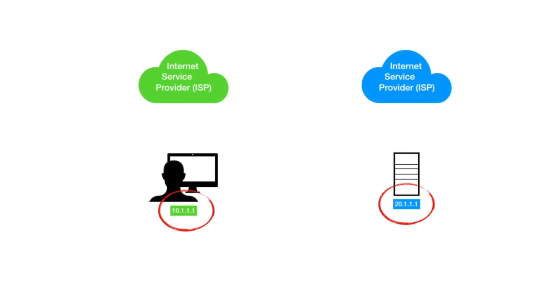So these IP addresses, you're probably wondering where they come from. They come from the service providers, so ISPs, Internet Service Providers, which we use to get connected to the network and provide internet for us.